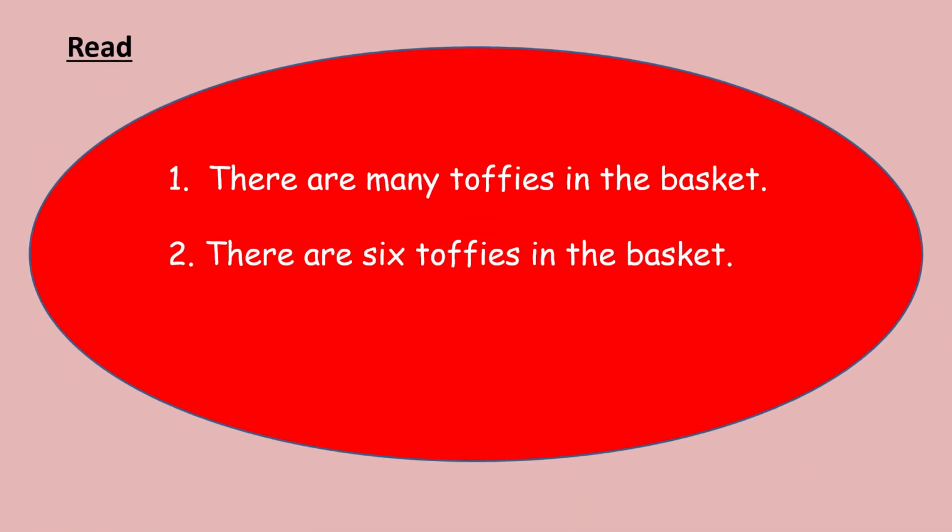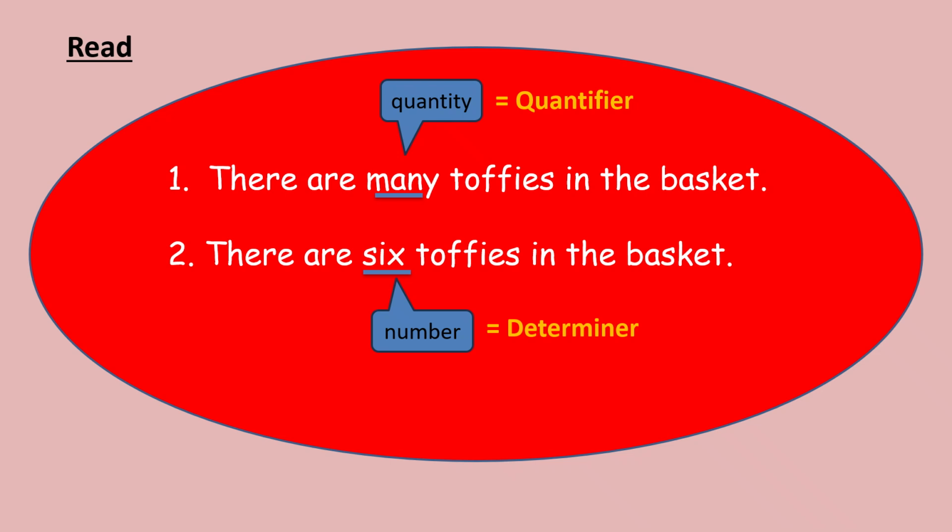Now read the following sentences. The first sentence, there are many toffees in the basket, and the second sentence, there are 6 toffees in the basket. Now in the first sentence, the word many shows the quantity of toffees and hence it is a quantifier. And in the second sentence, the word 6 shows the number of toffees. Hence, it is a determiner.